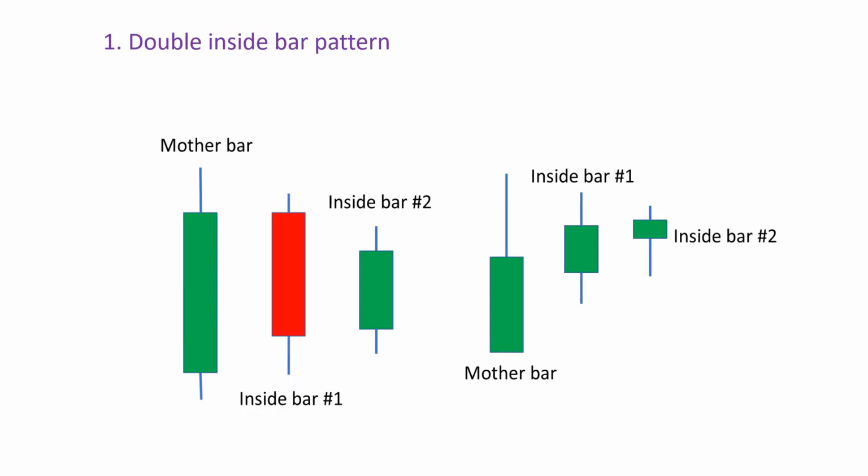Now that we are familiar with the inside bar, let's try our first golden trading strategy, which is the double inside bar pattern. The double inside bar pattern consists of two inside bars whose range and shadows are contained within the structure of the mother bar. It signifies a prolonged period of indecision, lack of volatility, and pause in the market.